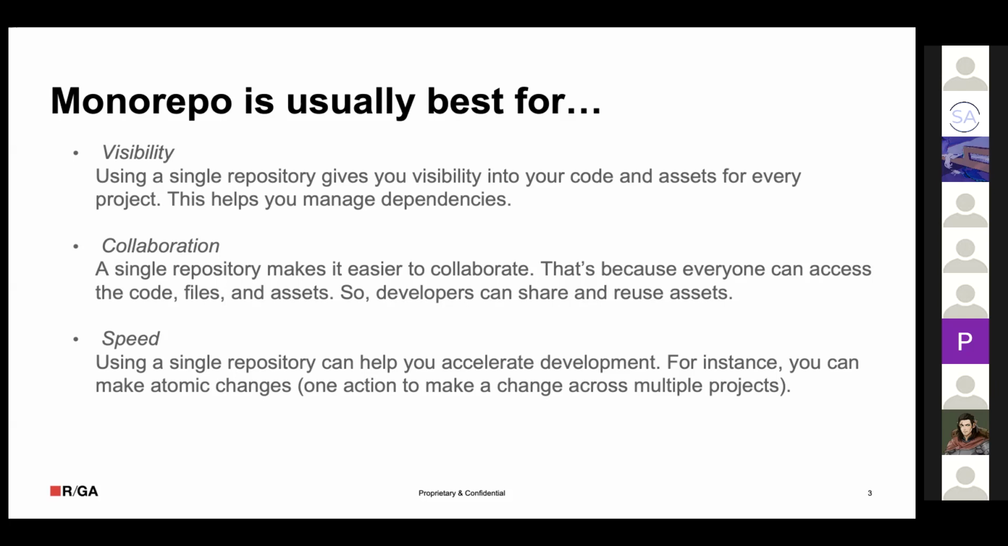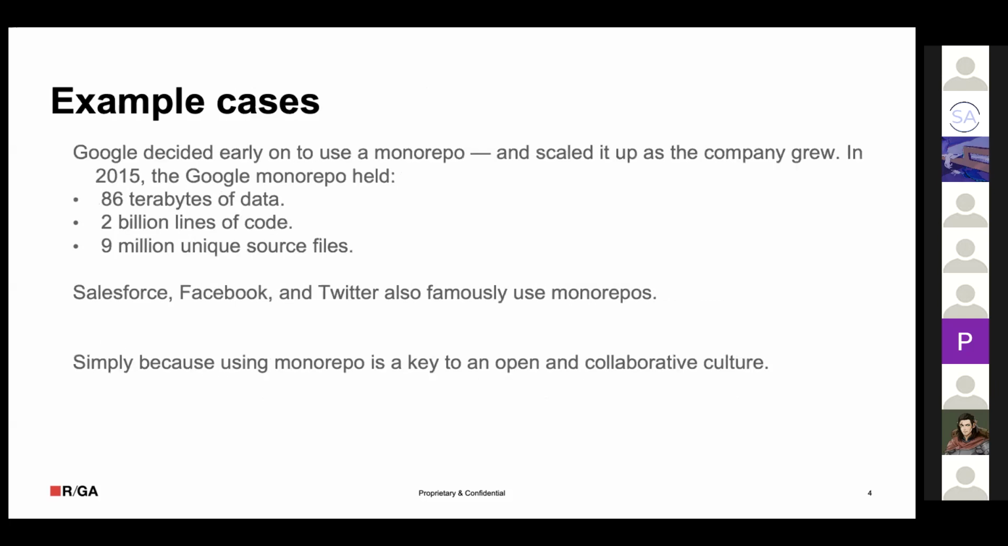The last one is about the speed of development. By using a single repository, you can accelerate development. For example, we can create a single change for multiple projects. So those are the advantages of using monorepo. And I have some example cases here. For example, Google is one of the big companies that use monorepo.